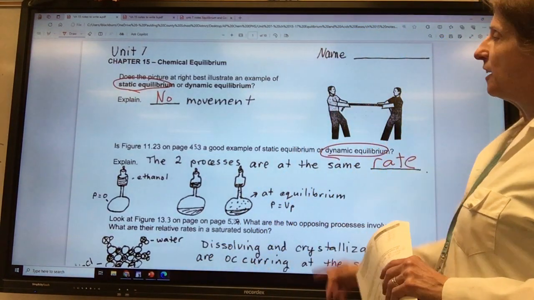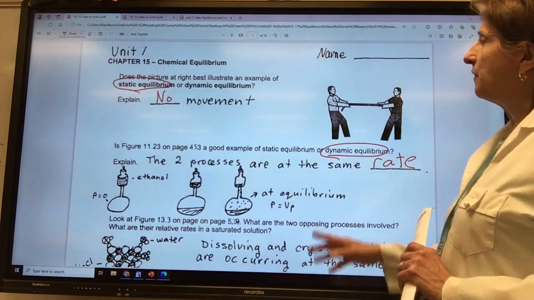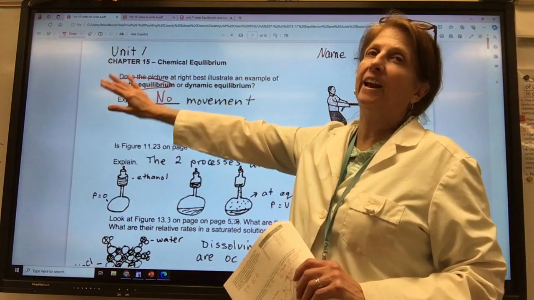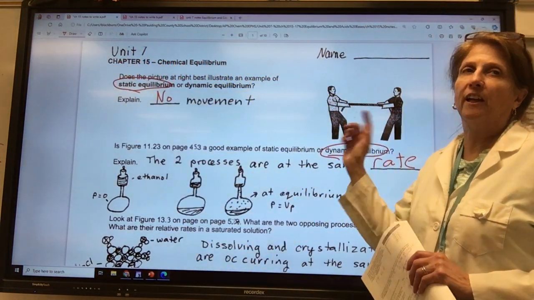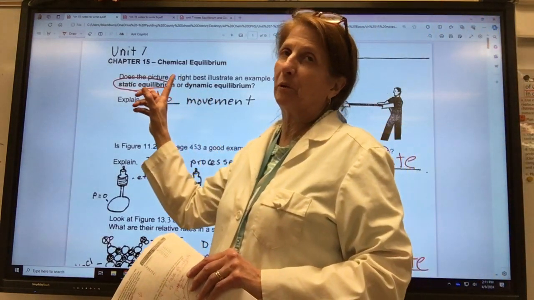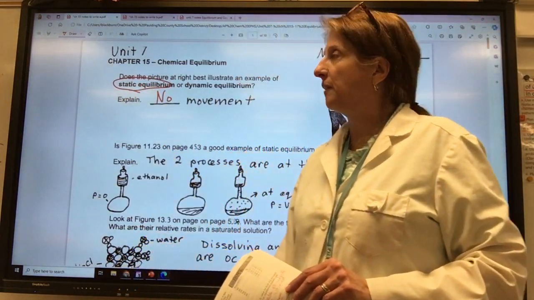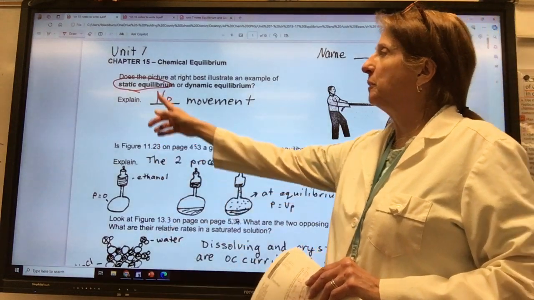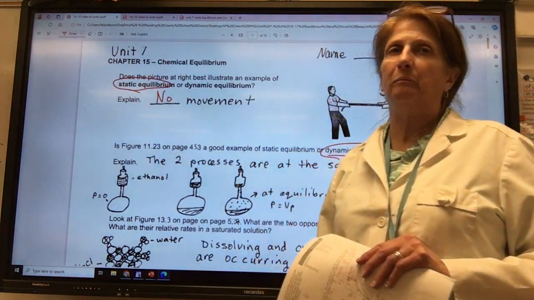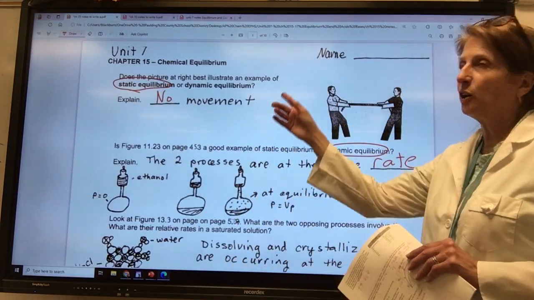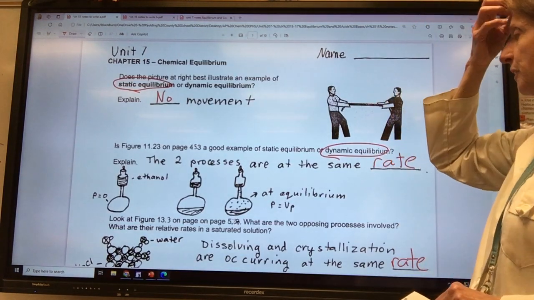Okay, so here we've got two people pulling on a rope. Do you think this is, don't look at the answer, static or dynamic? They're just sitting there, nothing's moving. And if y'all remember, if you've had physics, static means nothing's moving. So there's no movement, that's static equilibrium. That's not what we're talking about in this chapter of equilibrium.